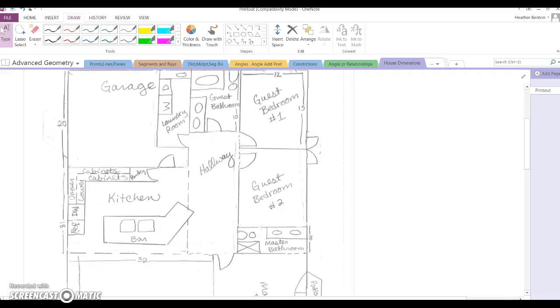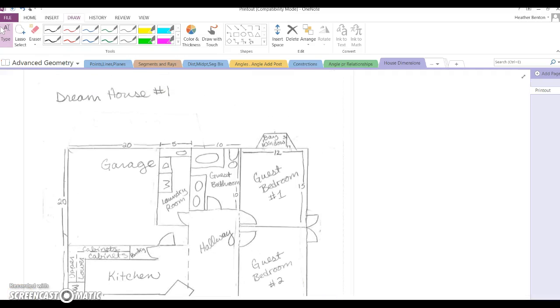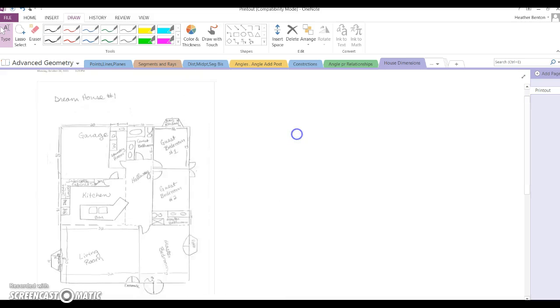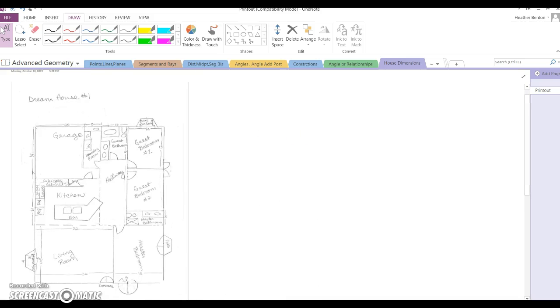Okay, so we are here looking at our house plan. What I have here is a sample dream house that I've drawn up for us to look at today as far as looking at the dimensions. So our next step in the dream house is going to be to decide the dimensions, the length and width, how big each room should be.